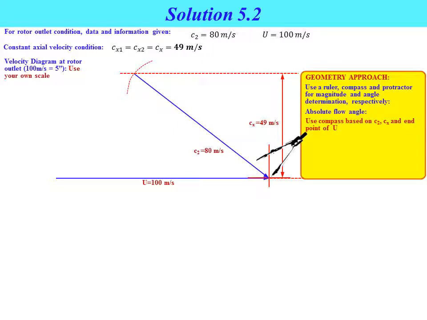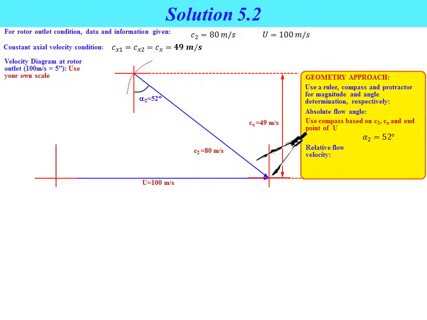From the intersection point and from the end point of the vector u, we can draw the vector Cu line as shown in the slide, where Cu equal to 80 meter per second and the value of Cu is already given in the question. Next, from the line we can determine by using the protractor the value of absolute flow angle alpha 2, which is equal to 52 degree.